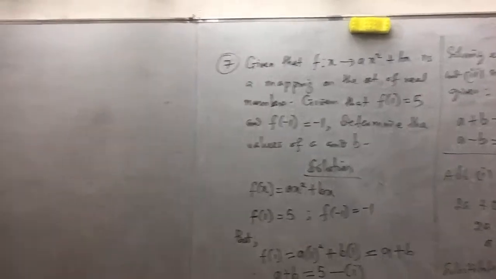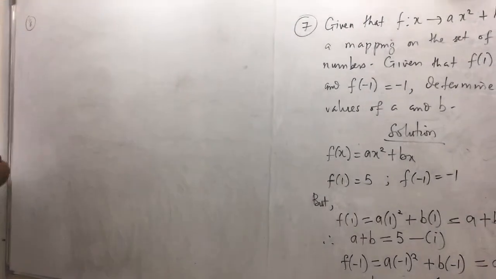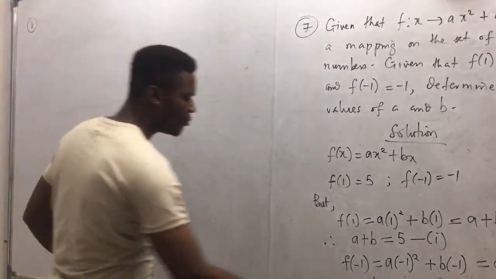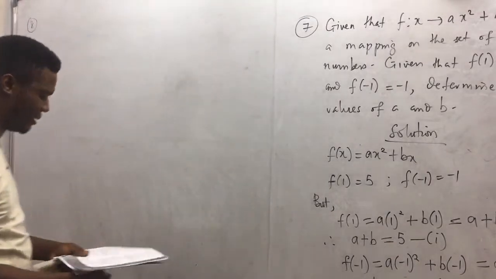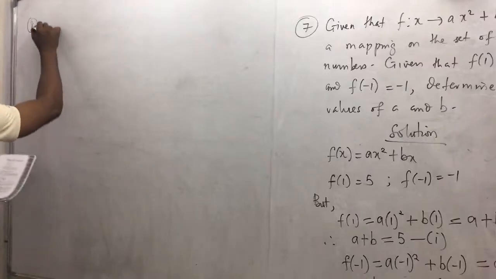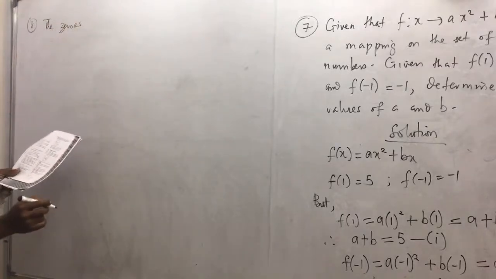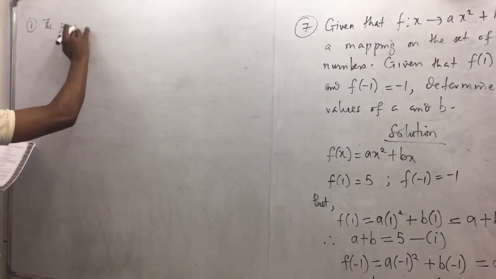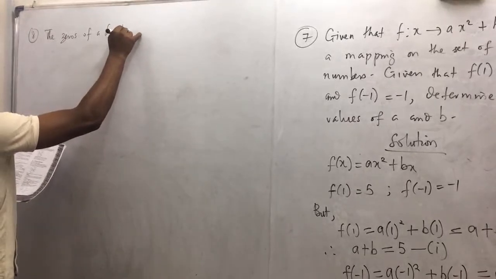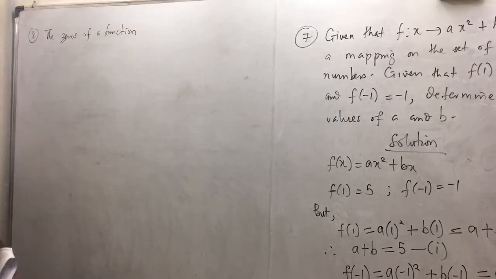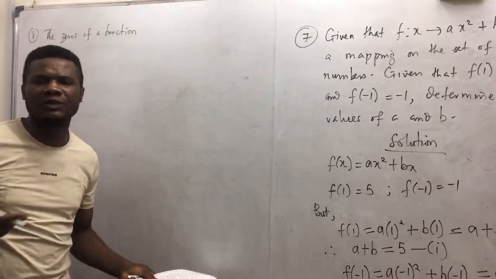Now, let's quickly go to question number 8. So what does question number 8 say? Question number 8 says the zeros of a function. This particular problem starts with defining what is called the zeros of a function to you guys. And that's why I like this problem.